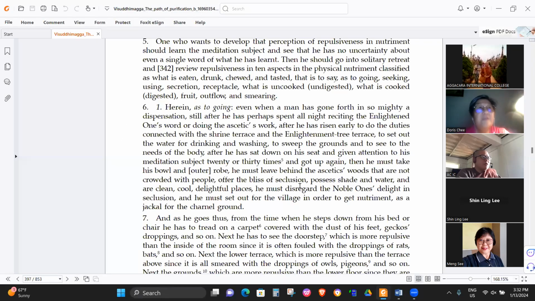And then also one thing here is he says he must leave behind the ascetic's woods that are not crowded with people. What do you think by this meaning? Yeah, that means he mustn't go to the crowded area. Leave behind the bliss of seclusion. That means he needs to go to crowded areas, like the marketplace or something.